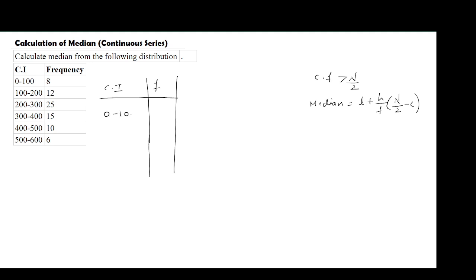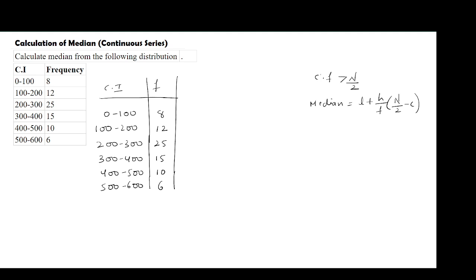So 0 to 100 is the first class interval given, 100 to 200, 200 to 300, 300 to 400, 400 to 500, 500 to 600. So these are the class intervals which are given, and the frequency values are 8, 12, 25, 15, 10 and 6.